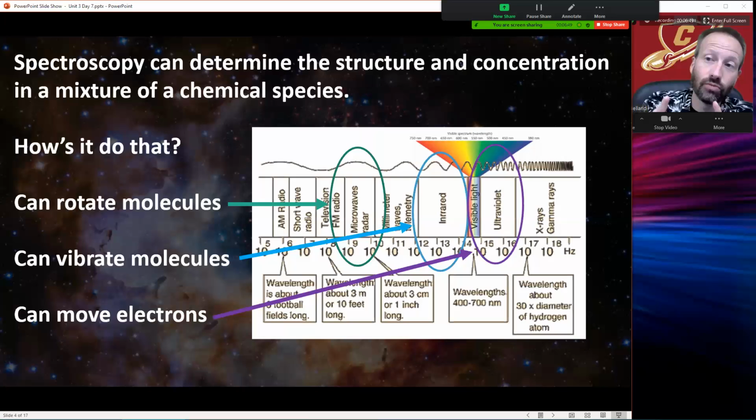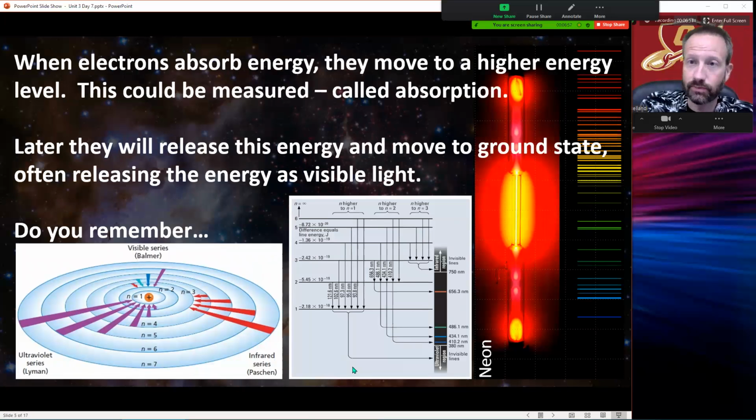And then it takes even more energy to get the individual electrons to move higher in energy levels. And that's what that ultraviolet and visible light region can do for us. Do you remember seeing this? Okay, so when the electrons absorb the energy in that ultraviolet visible region, they move to a higher energy level. We call that absorption. There you go. We can measure it, okay?